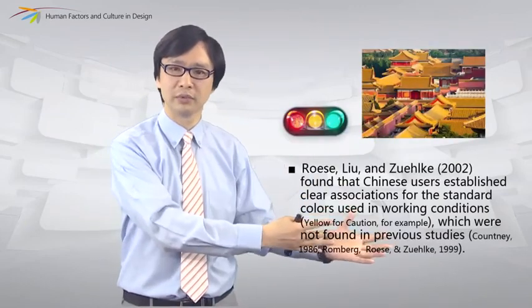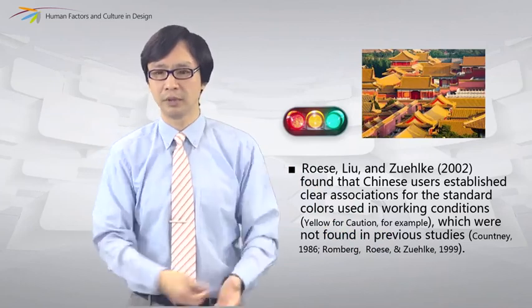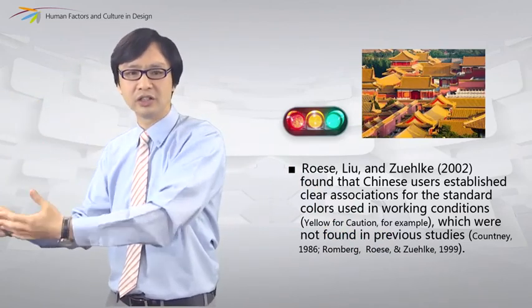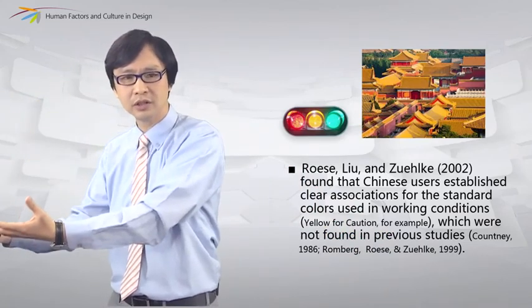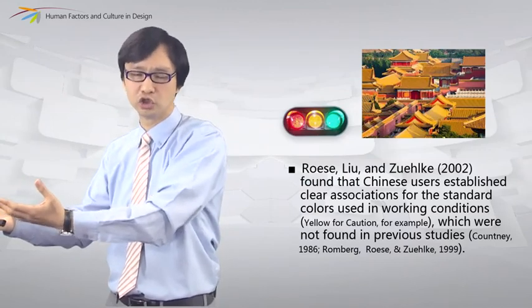And also like yellow color, if you go to Forbidden City, yellow color was used for royal family in history. But in traffic signs, in traffic lights, you see yellow color as caution. And Chinese people have learned this association, have learned the meaning of color in different situations.